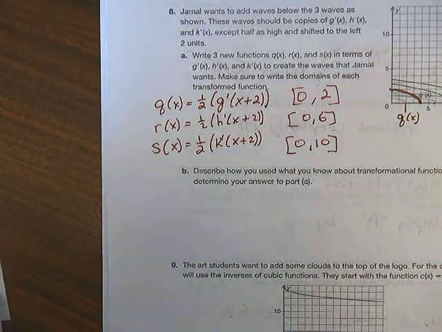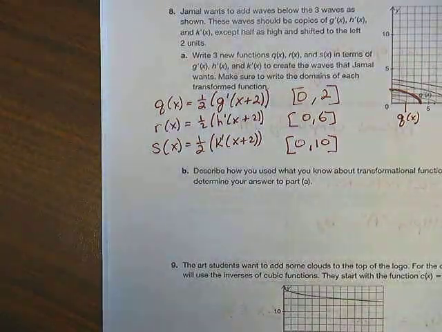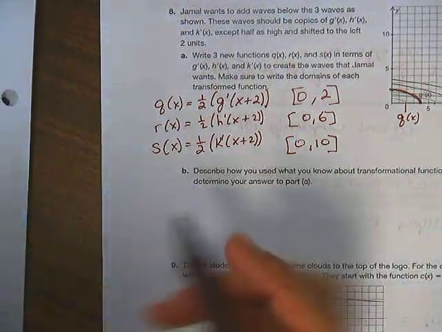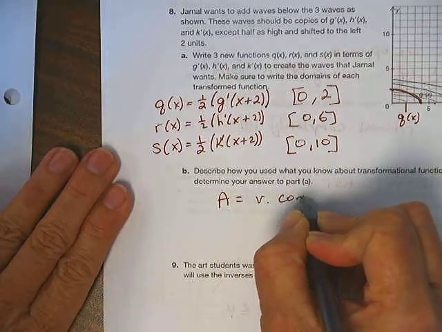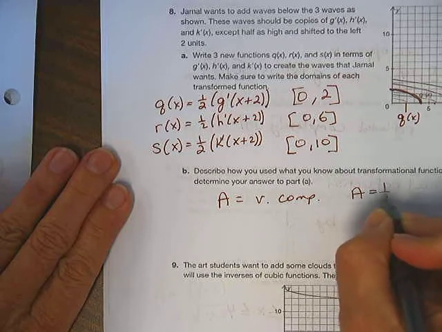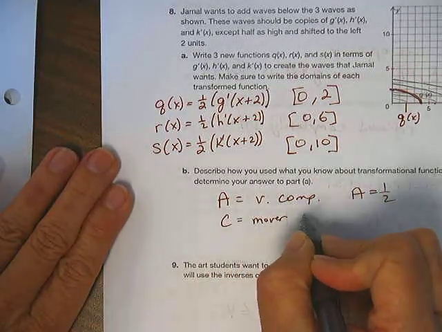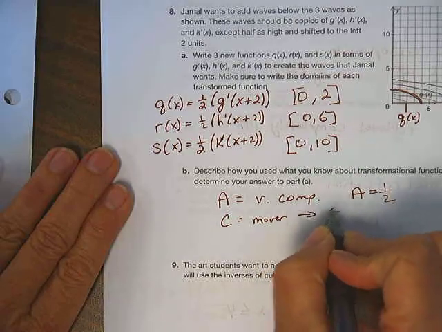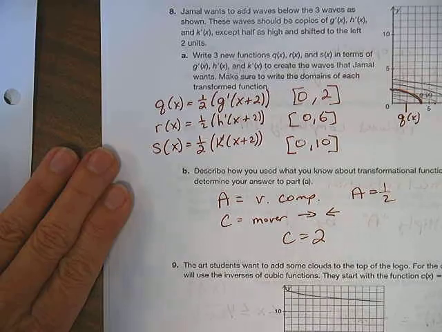Okay. Describe how you used what you know about transformation functions to determine your answers. Well, we know that a is a vertical compression. So we had to say a was equal to 1/2. c moves it right or left. So we needed c to equal the value of 2.